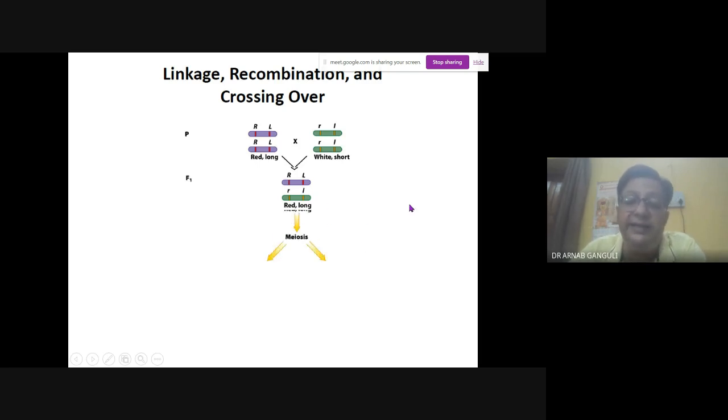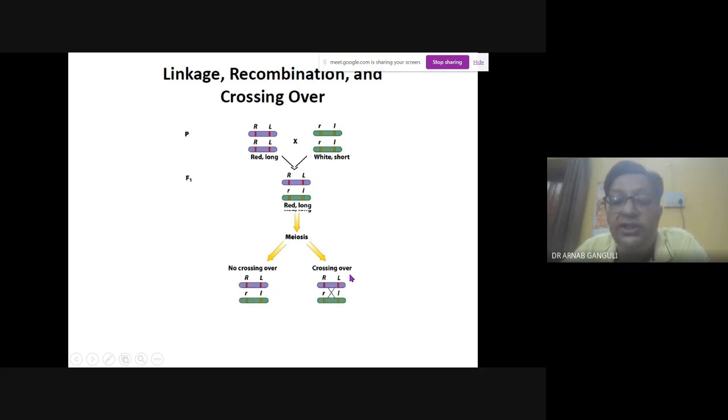Meiosis takes place. So you have the first thing which is coming. No crossing over. That is capital R, capital L, and small r, small l. Crossing over: capital R, capital L, and here crossing over is taking place. So two things take place. First, no crossing over. Second, yes, crossing over.